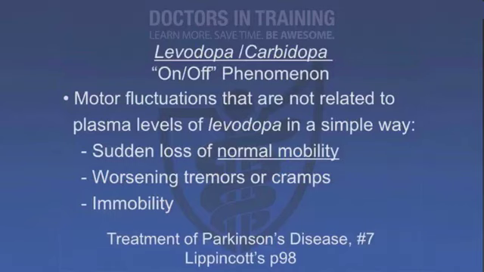Levodopa and carbidopa have a short half-life of only 1 or 2 hours, and this can cause fluctuations in plasma concentration. You can have fluctuations in motor response that may be correlated with plasma concentration. You can also get something called the on-off phenomenon, where motor fluctuations are not related to the plasma levels in a very simple way. Motor fluctuations may cause sudden loss of normal mobility. You can get worsening of tremors, cramps, and just complete immobility that just happens all of a sudden. Withdrawal from the drug must be gradual for this reason.